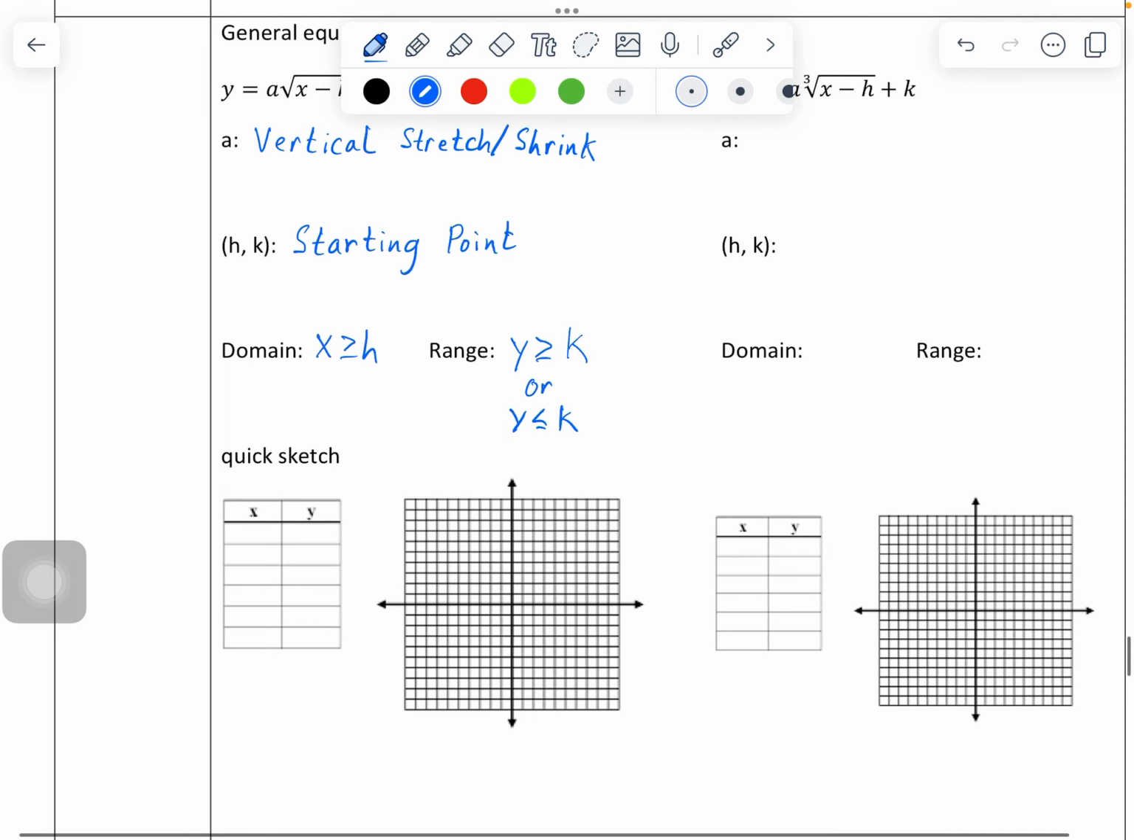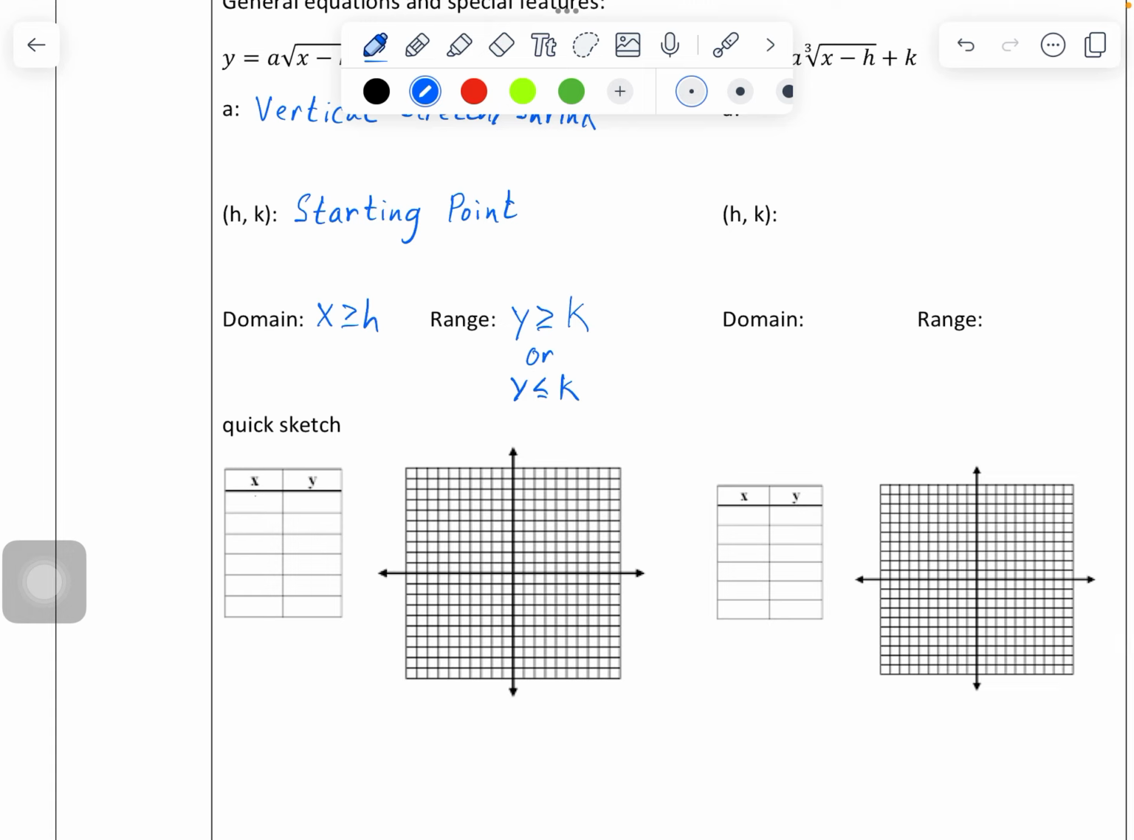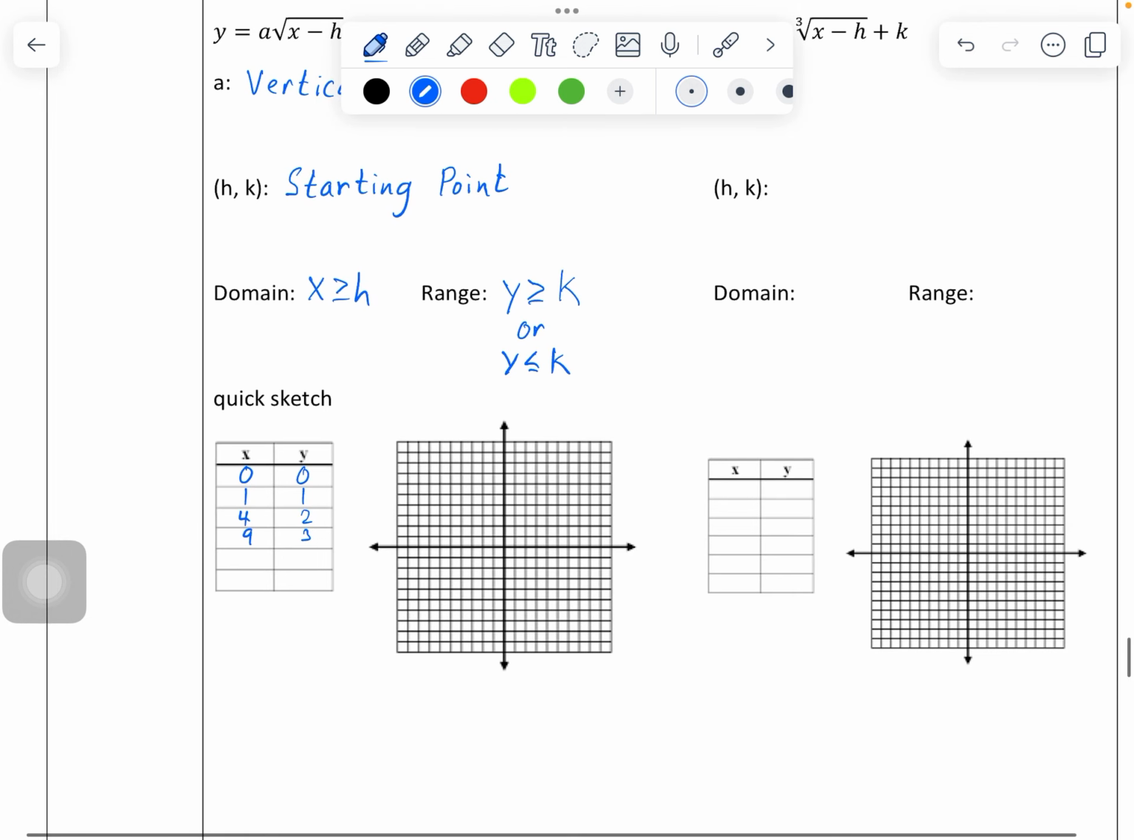All right, now a quick sketch of this. We already talked about the points, but 0, 1, 4, and 9. And then our y values would be 0, 1, 2, 3. It's just the same points we used before in reverse order. So 2 and 9, 3. So this is our sketch that we saw up above.